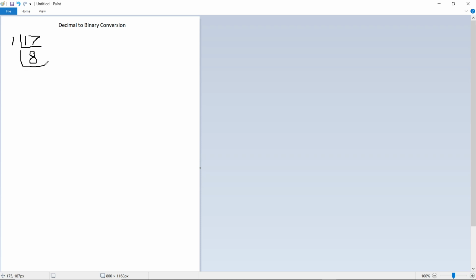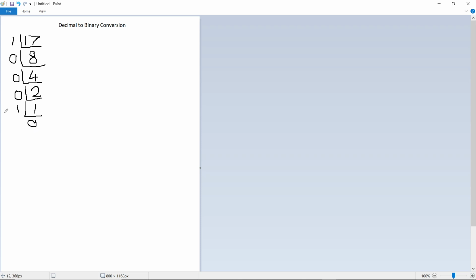So now I do the same thing again. 2 goes into 8 4 times, remainder 0, because 4 times 2 is 8. I do the same thing again. 2 into 4 goes 2 times, remainder 0. 2 goes into 2, 1 time, remainder 0. 2 goes into 1, 0 times, remainder 1. So now I've ended up with 0. I've got to the end of the process.